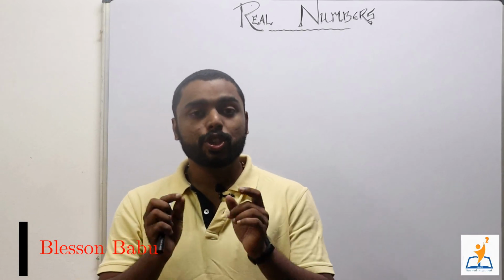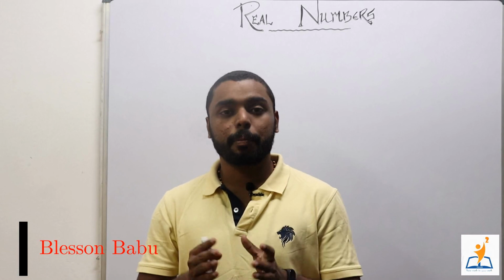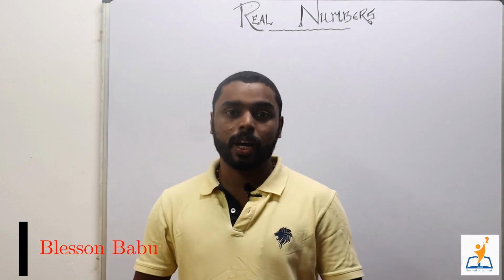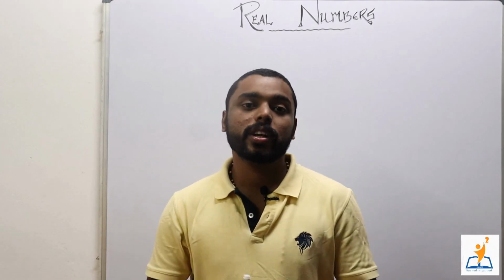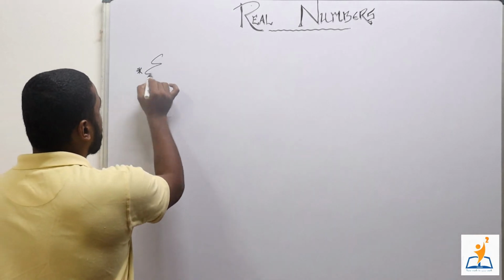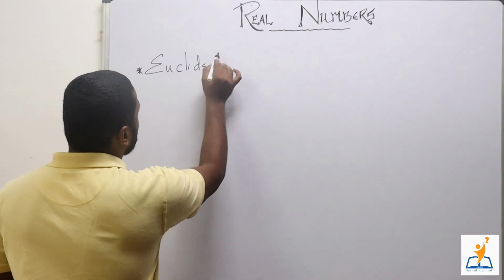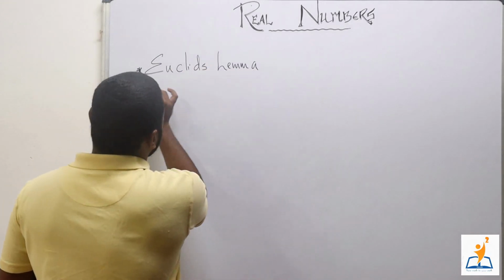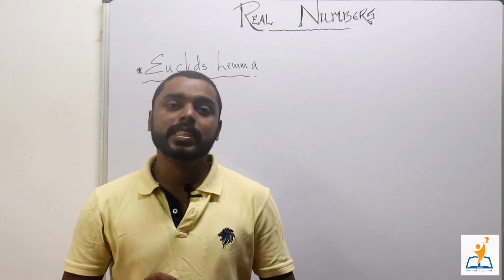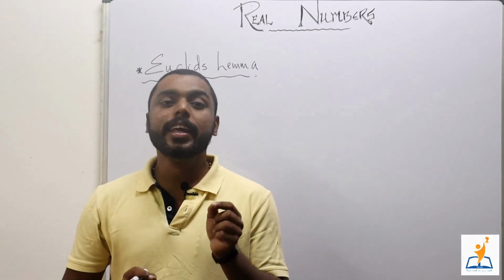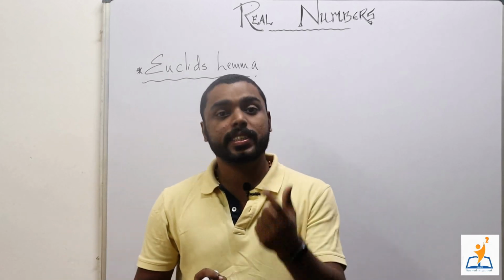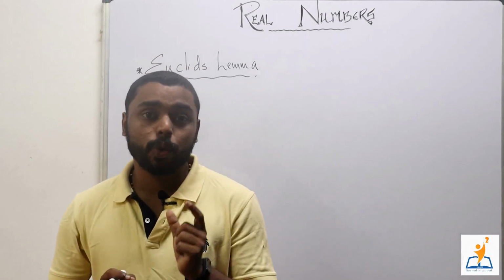So we shall begin. To begin with, we are going to define a lemma, Euclid's lemma, because Euclid's lemma is one of the most important lemmas which states one of the most important properties of real numbers. So we can define Euclid's lemma. Euclid's lemma is a lemma which defines a relationship between any two positive integers. So to state Euclid's lemma, we basically need two integers.